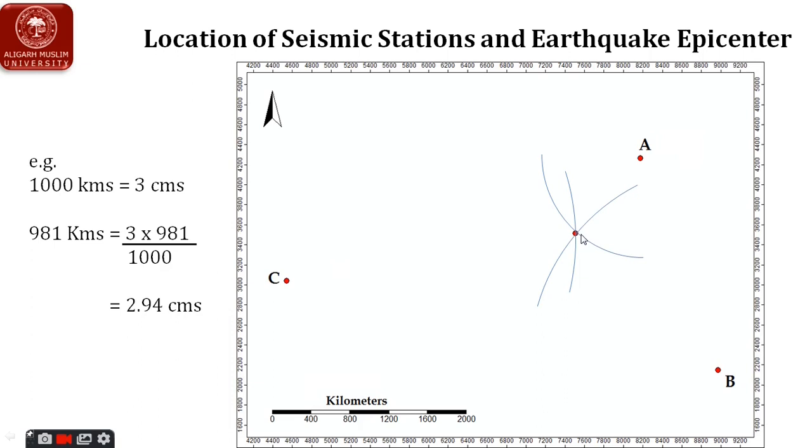Now to estimate the coordinates of this epicenter, you can just see it from the northing and easting values on the sides and bottom of the map.